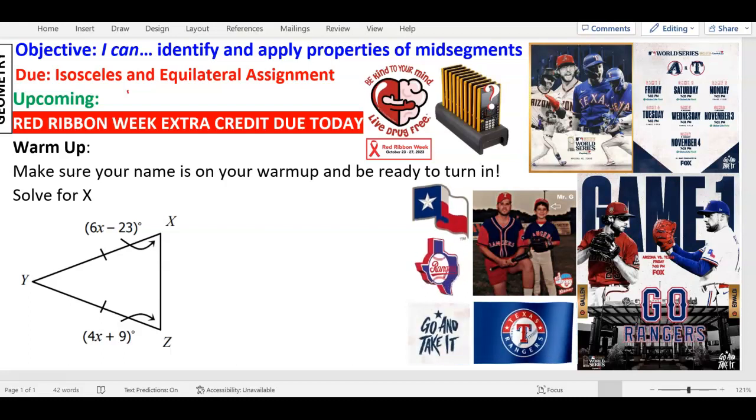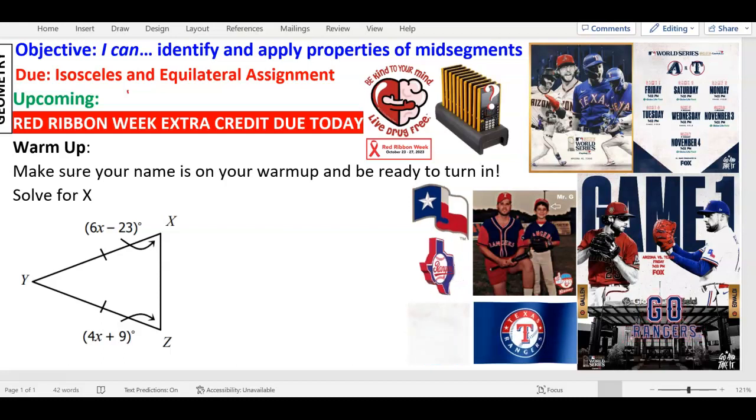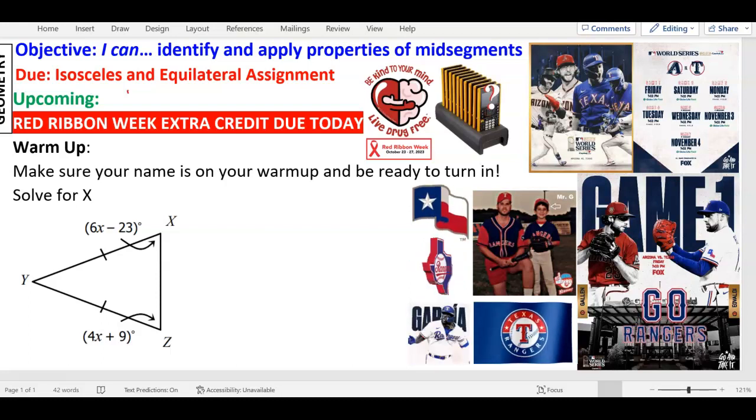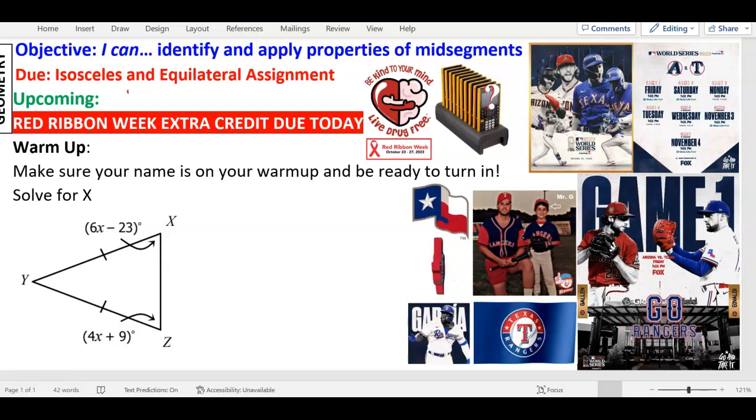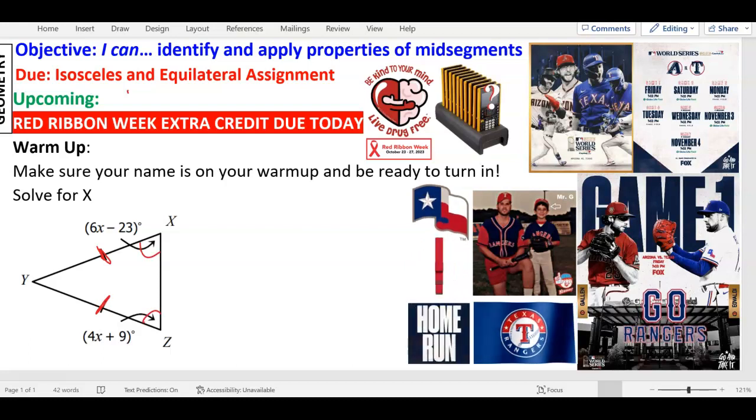Now, what kind of triangle is this when there's 2 equal sides? Isosceles. Write that down. If you have 2 equal sides, then that means you're going to have 2 equal angles, right? So again, 2 equal sides, 2 equal angles. If these are equal, what can I do with these values?